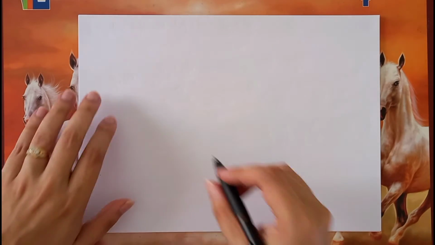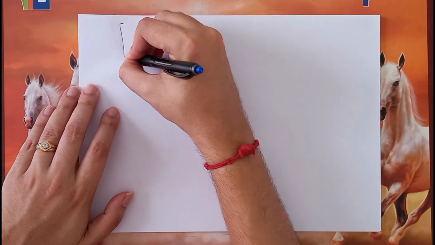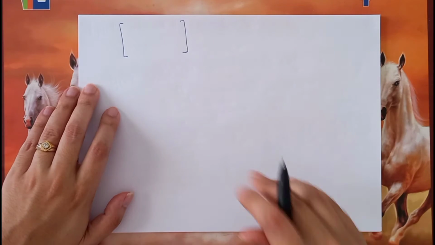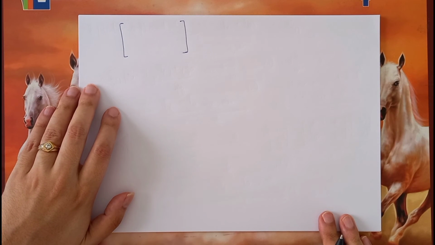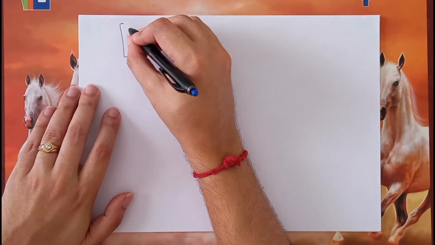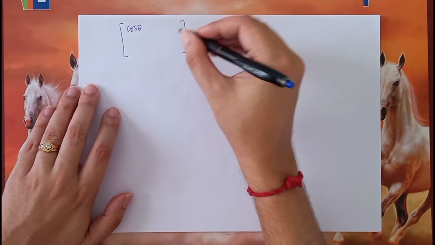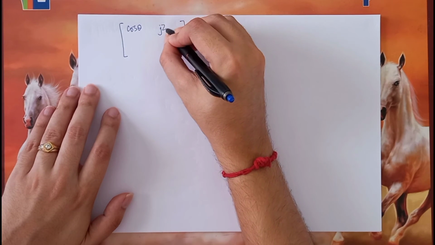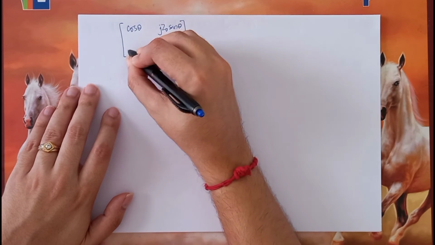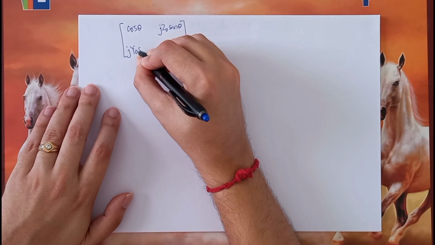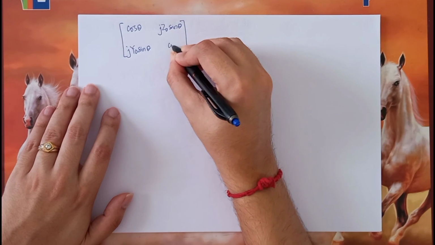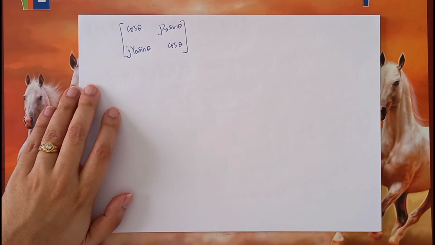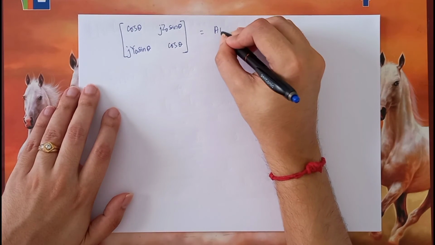The technique can be anything, but for a transmission line of electrical length theta and characteristic impedance Z0, you get the ABCD matrix: cos theta, jZ0 sin theta, jY0 sin theta and cos theta. This is the ABCD matrix.